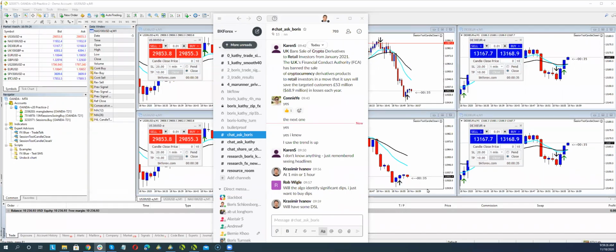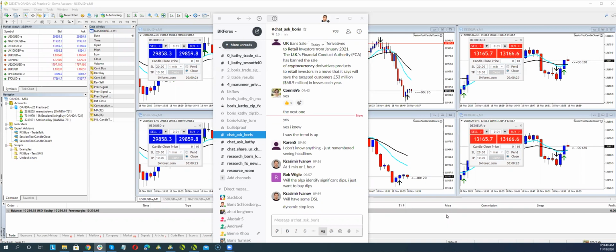What's DSL? We'll have some DSL. What does that mean? Oh, dynamic stop loss. Right now it doesn't, but it'll be easy enough for us to add it. Right now, I've just added a few. I want it to be a very, very simple, clean functionality.